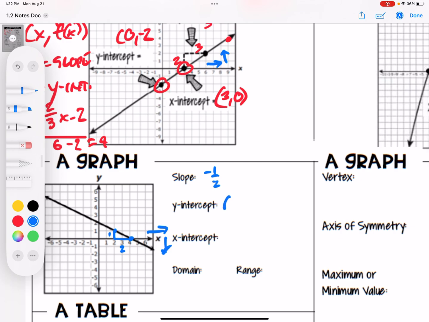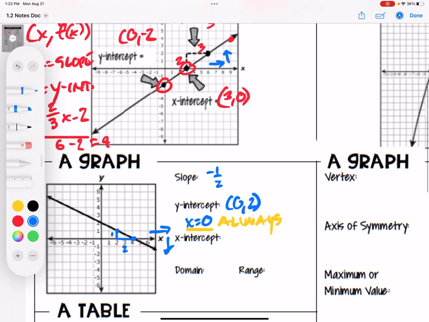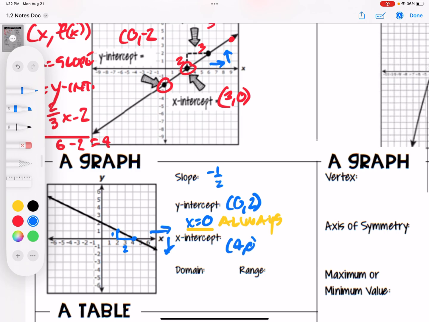Our y-intercept is at (0, 2), and notice that our y-intercept has x equals 0. This is always true. Every y-intercept since the beginning of time. Our x-intercept, this one is at (4, 0), and it has y equals 0, which again is always true. Every x-intercept has y equals 0 since the beginning of time.